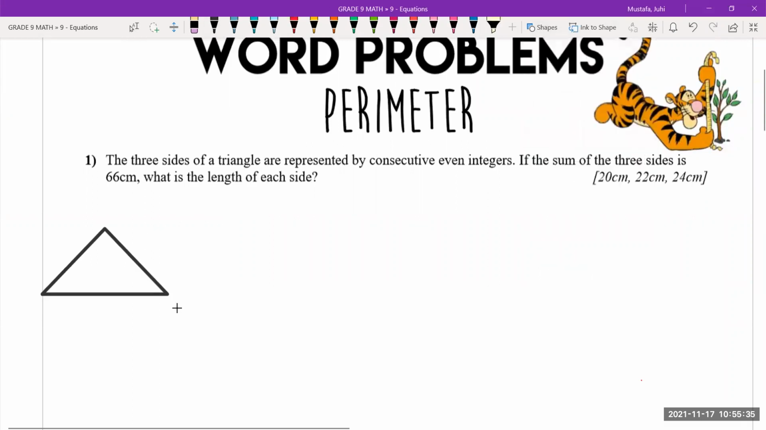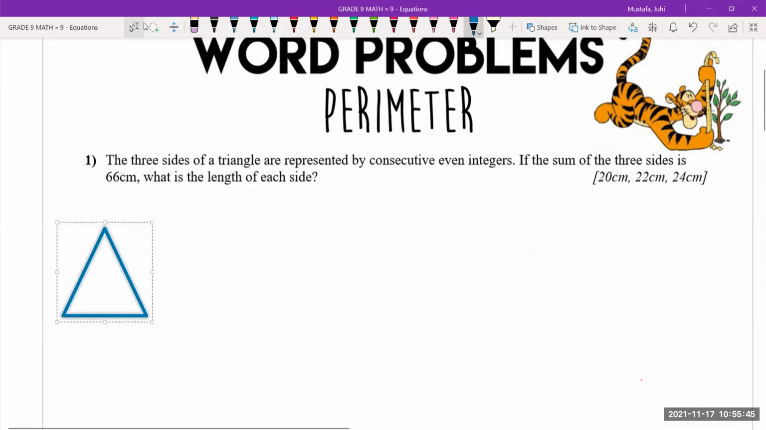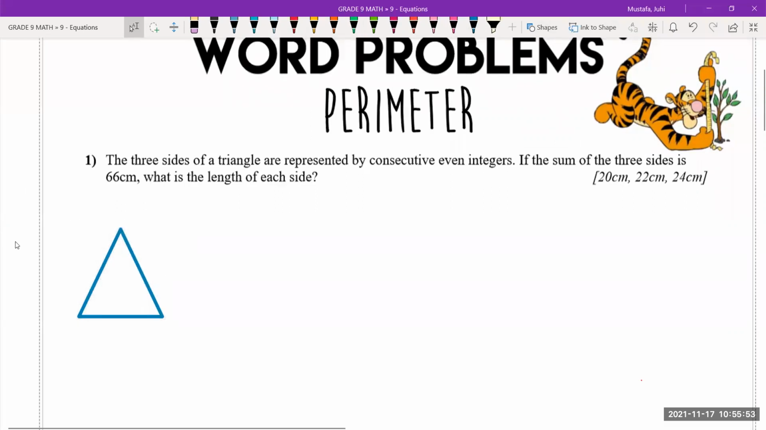So whenever I have a shape question, I do like to draw a picture of it. So go ahead and draw your picture of your triangle. And I'll make it a nice blue color. The question says the three sides of a triangle are represented by consecutive even integers. What are consecutive even integers? Does anyone remember? Yeah.